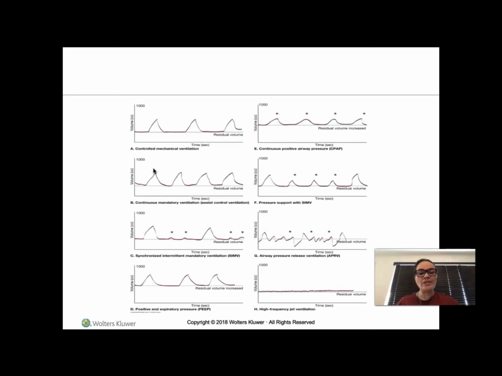All right, so here are the different ones. Controlled is just how it sounds: the ventilator is controlling everything for that perfect rhythm. Continuous here for the CPAP. So these are just the different waves that you're going to see on the machine. Here is pressure support with SIMV. Look, where the stars are is where the mechanical vent kicks in with the settings. This is the patient, okay?